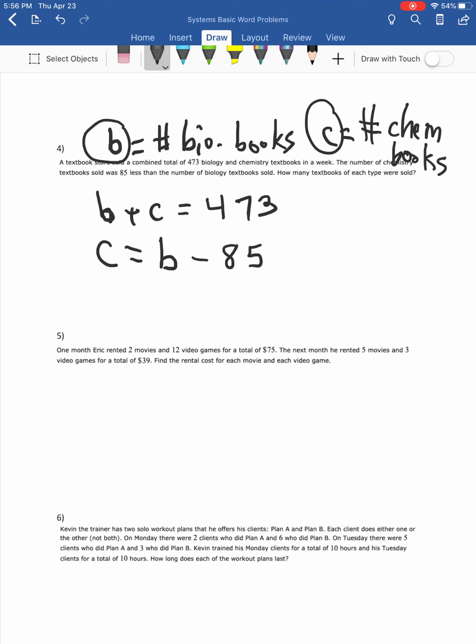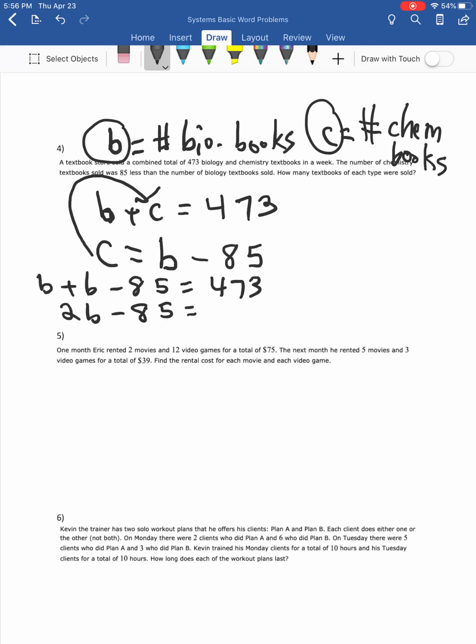Okay. So again, we're going to solve by substitution that C is the same thing as B minus 85. So B plus B minus 85 equals 473. 2B minus 85 equals 473, plus 85 on both sides. So we have 2B equals, that is 558.